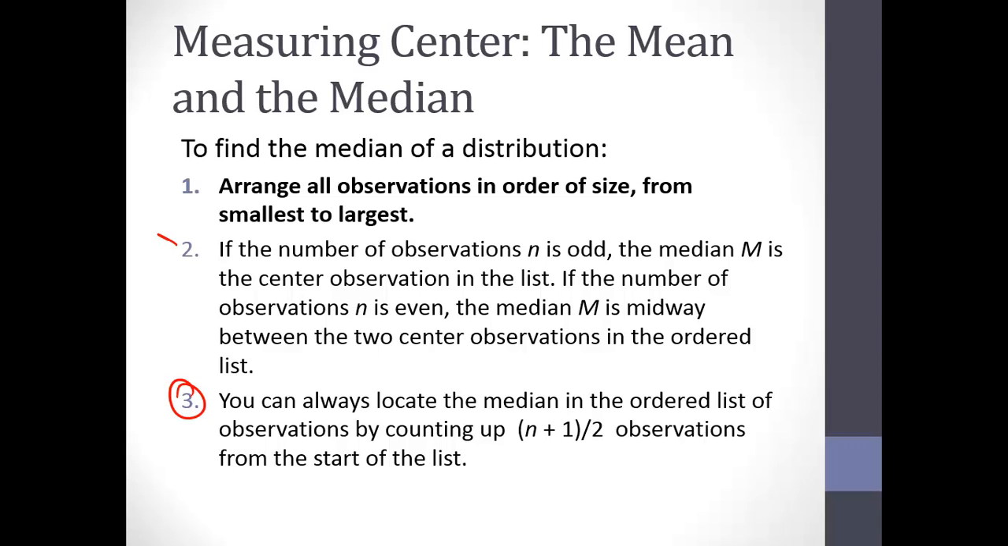Once we have our list of numbers in order, we can figure out how many total observations we have. n is the total number of observations, and that's going to be our notation throughout this class. If you add 1 to the total number and divide by 2, that will give you the position of the median. Remember, you have the numbers in order, so if you can find which position it is, you can just count up to where that number is.